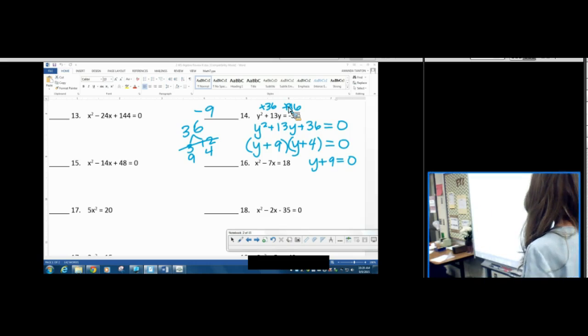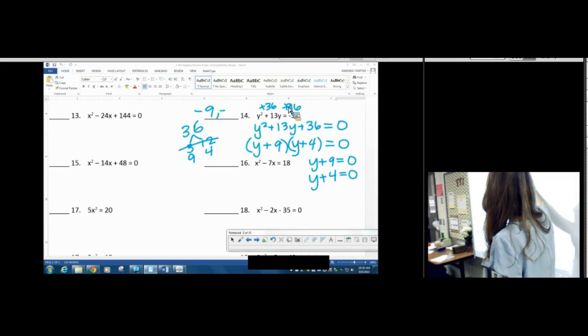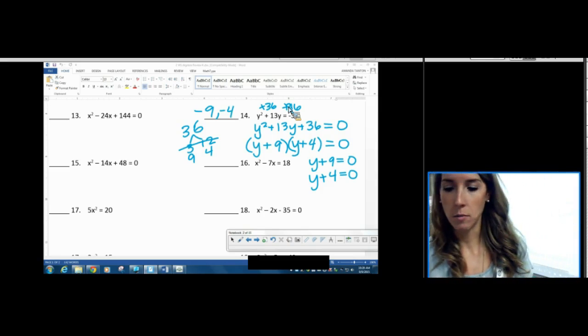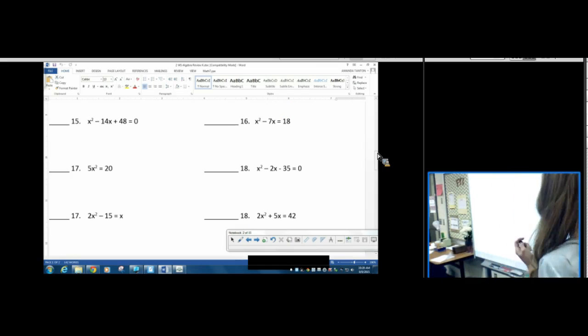What does y equal if y plus 4 equals 0? Subtract 4 from both sides, y equals -4. So that's your final answer on number 14. Let's try number 16. This one's going to have some negatives in there.